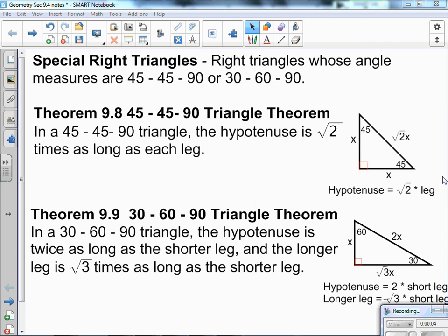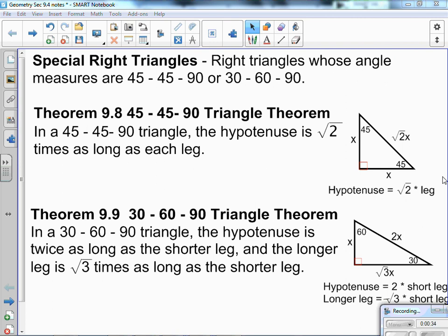All right. So today we are looking at special right triangles. They are special because of their angle measurements. We have two different types of special right triangles, either a 45-45-90, in other words, two 45-degree angles and a 90-degree angle, or a 30-60-90 special right triangle, which would be a 30-degree angle, 60-degree angle, and 90-degree angle.